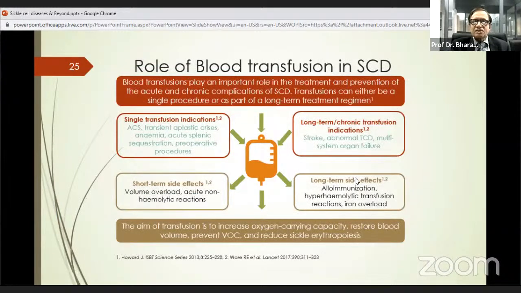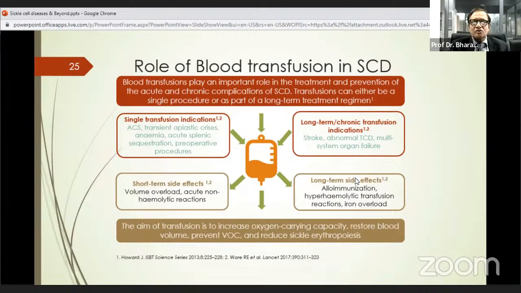Role of blood transfusion in sickle cell disease. Blood transfusion plays an important role in treatment and prevention of acute and chronic complications of sickle cell disease. Transfusion can be either a single procedure or part of a long-term treatment regimen. Single transfusion is used in case of acute chest syndrome, transient aplastic crisis, anemia, acute splenic sequestration, and pre-operative procedures.